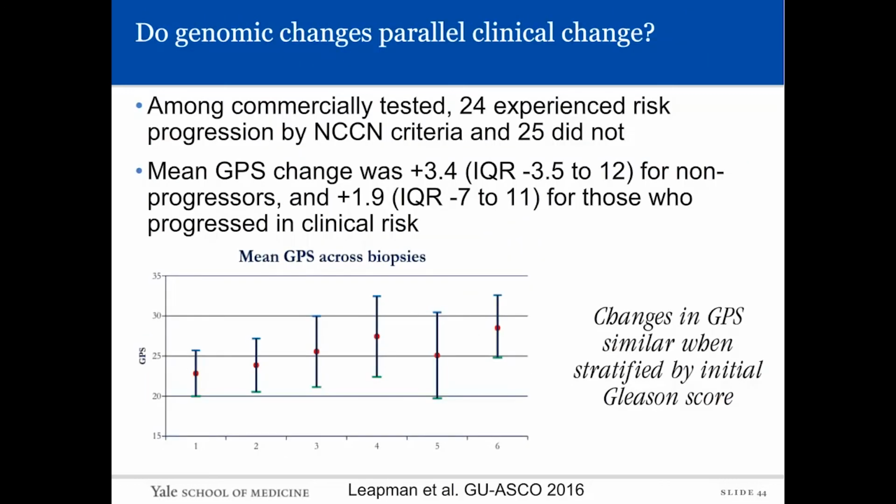Interestingly, the mean change in the GPS score is really not that significant. It was 3.4 points, and that's on a scale of 100. That was for patients who did not progress, and for patients who did progress, it was actually even lower. So these genomic scores appear to be pretty flat, whether you progress or not. I think that's fairly interesting information, which potentially has implications for how often we do this repeat genomic assessment on serial biopsy.